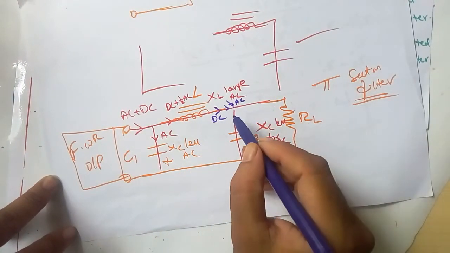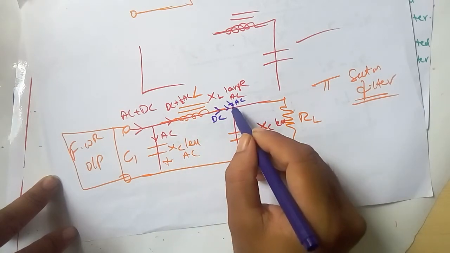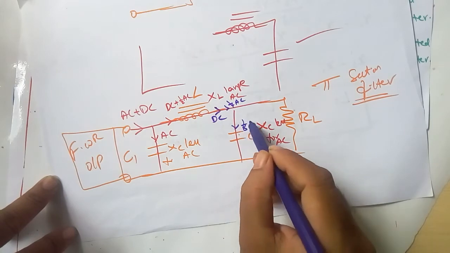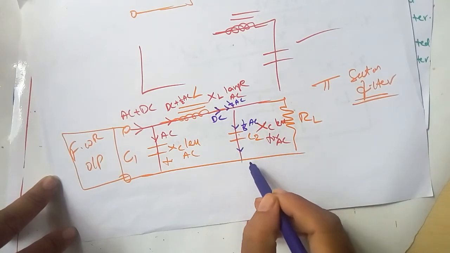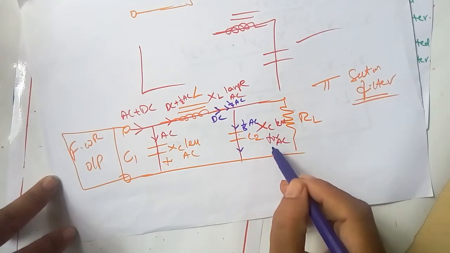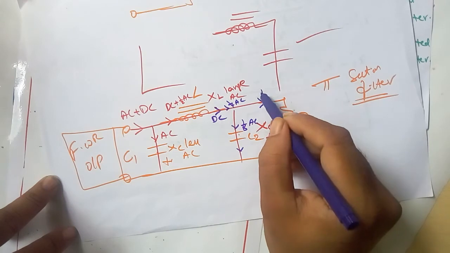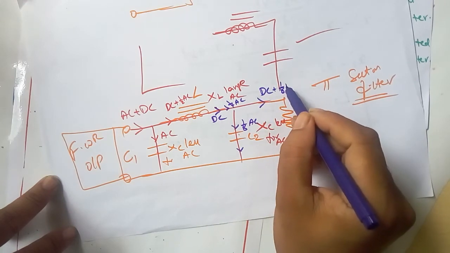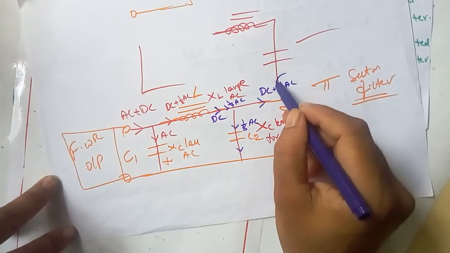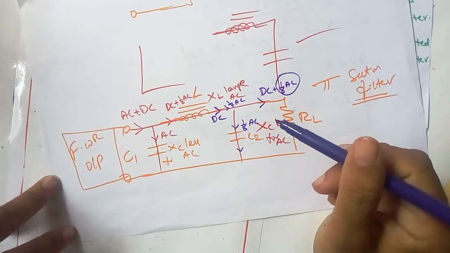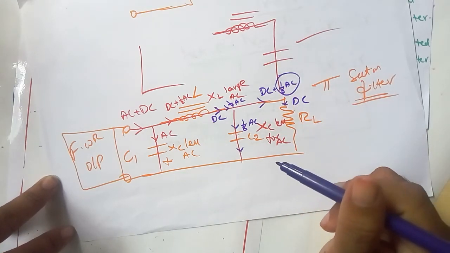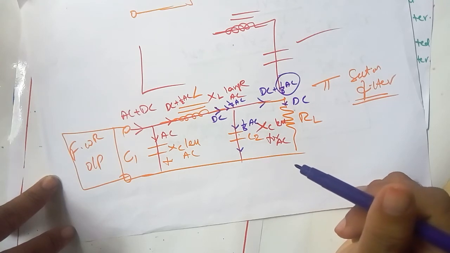Okay, and still the remaining AC component, one-fourth of AC, is there. In that one-fourth AC, let us suppose one-eighth of AC is flowing through the low reactance path of the capacitor. Hence only DC plus one-eighth of the AC is flowing across the load resistance. One-eighth of AC means approximately very less. So that's why pure DC is flowing through the load resistance RL, right?